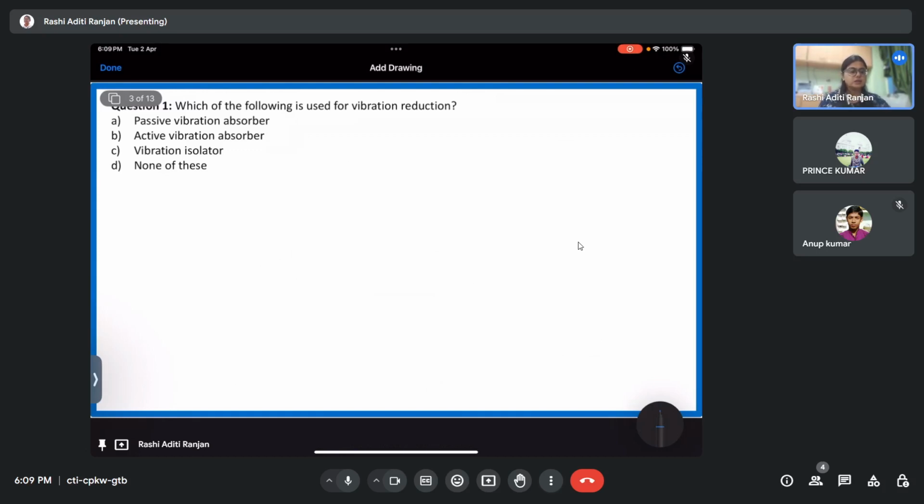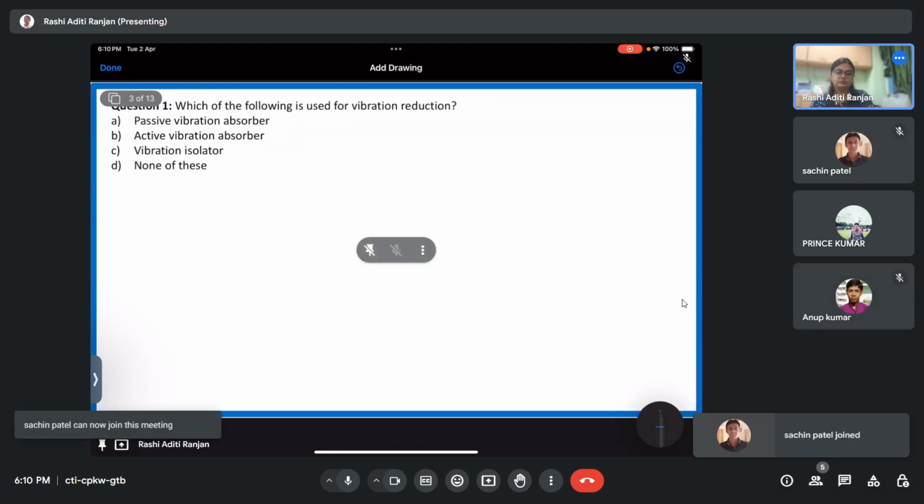Where is vibration reduction used? It can be used in any engineering structure, washing machines, vehicles, motor systems, anywhere, wherever some kind of vibration is produced which is not required. Unnecessary vibration actually reduces the efficiency of the system. So firstly, we'll talk about the types. It can be used for any engineering structures.